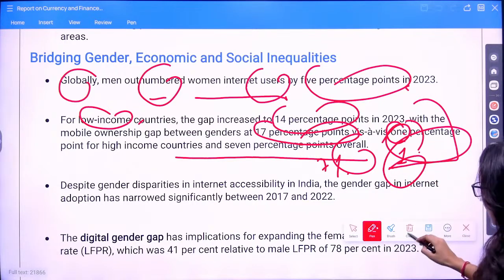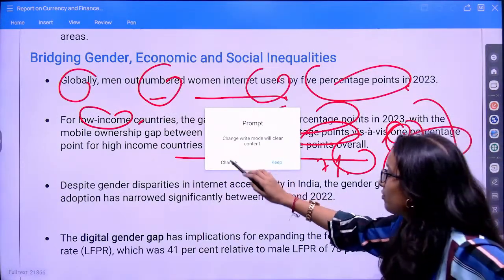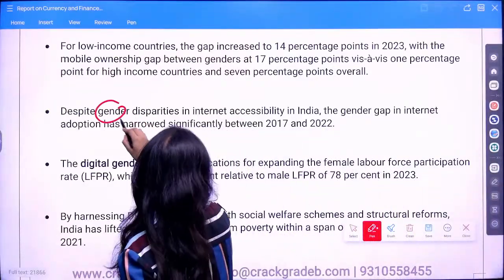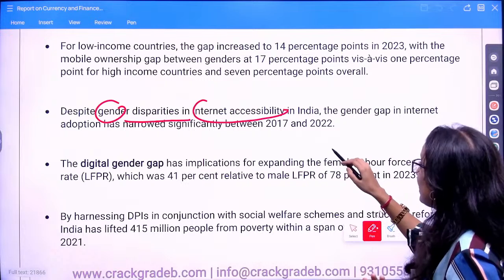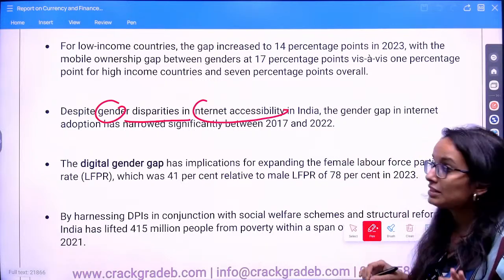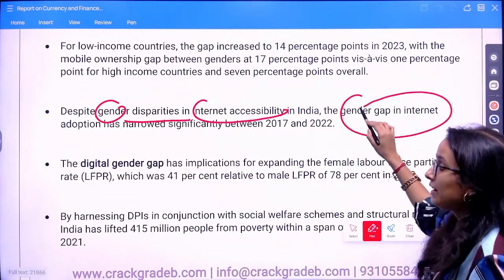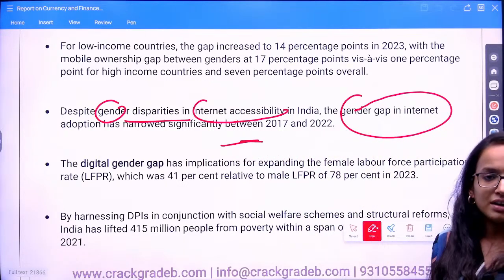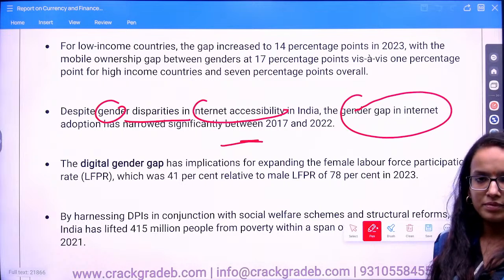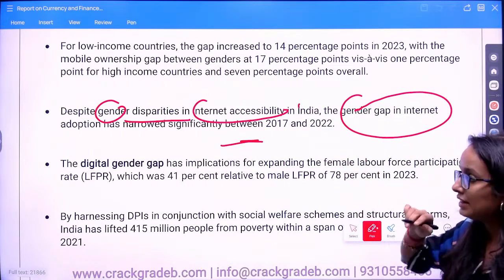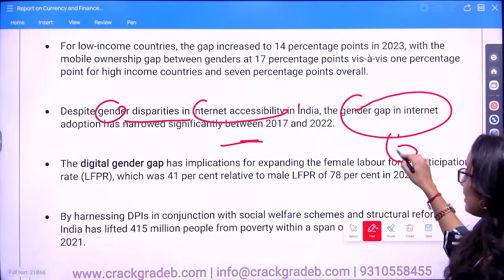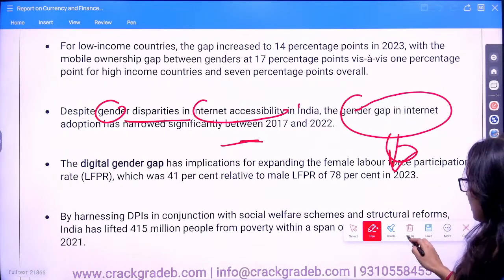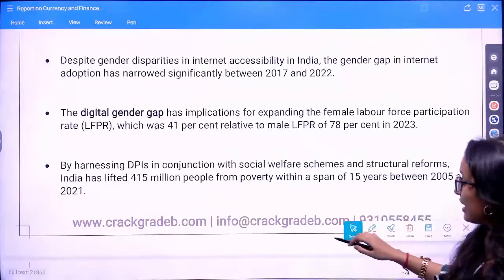So remember this thing. Then if we talk about further data, the report says, despite gender disparities in internet accessibility, in India also there are gender disparities. Despite that, the gender gap in internet adoption has narrowed significantly. If you see in terms of India, there is a gender gap. Okay, there is a gender gap in internet accessibility, but this gap is narrowing. This gap is narrowing, okay, significantly over the years. This is good news.